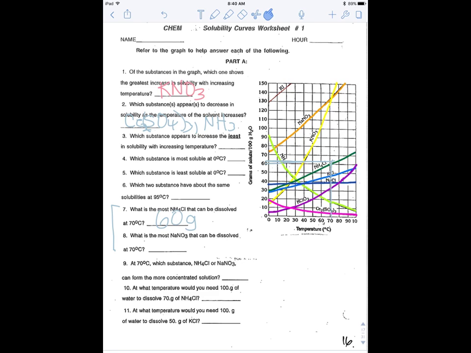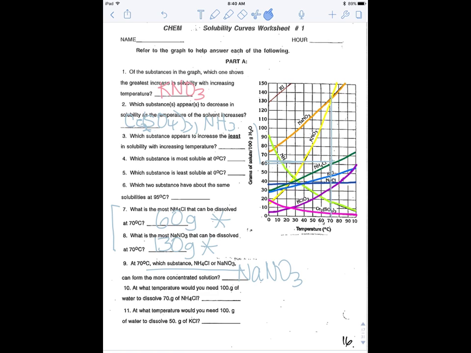And then similarly, if I want to know what's the most NaNO3 that I can dissolve, it's a lot higher. It's all the way up here, and it is 130 grams. So which one of those could make a more concentrated solution? Well, I could have 60 grams in 100 grams of water, or I could have 130. It seems that 130 grams is a higher number, so the NaNO3 is going to make a more concentrated solution. Okay, so these are pretty simple, just one point off the graph.